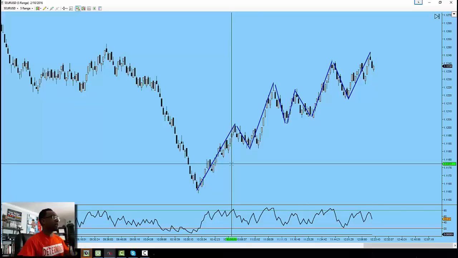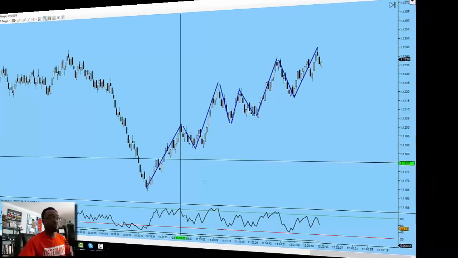So if I have time, I'll keep you guys updated on this trade. But I think it's cool to see how it evolves over time, how we went from our initial analysis to entering the trade to now managing the trade.